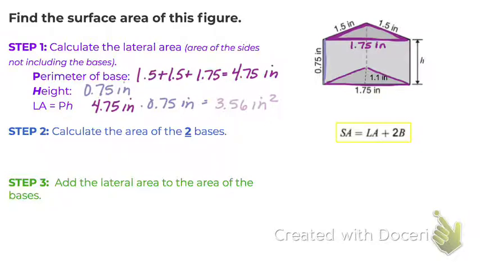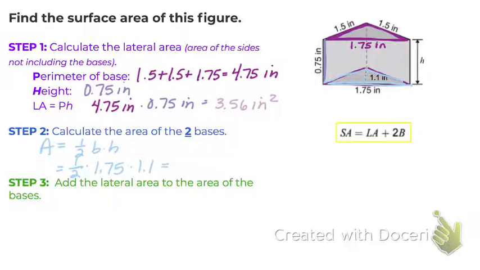I had to round that. Now let's find the area of the two bases. So the base is a triangle, so we need to recall the area of a triangle is 1/2 base times the height. So if we look at this bottom one, we can see that the base of the triangle is 1.75, and the height is the distance from the base to the tip here, perpendicular. And they're telling us it is 1.1.